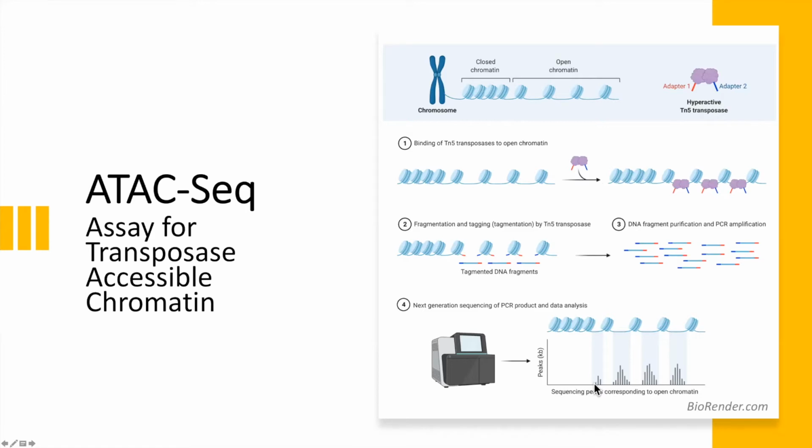And again, the more open the chromatin is in a cell or a population of cells, you will get peaks. So this can be done, again, on a population of cells, called bulk ATAC-seq, or it can be done at a single cell level as well.